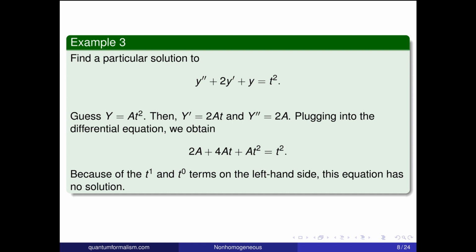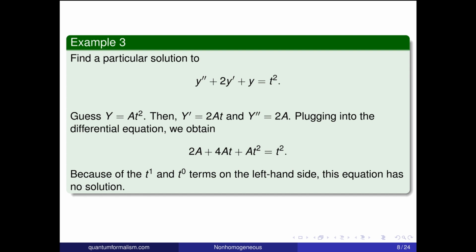So first derivative is 2at, second derivative is 2a. Plugging that all in, you'll have 2a plus 4at plus at squared equals t squared. So you can get the t squared terms to match up by taking a equal to 1, but then you'd have this extra 2 plus 4t showing up on the left-hand side. All right, so that's not going to work, but similar fix. We just need to include the t to the first power and t to the 0 power terms in our guess.